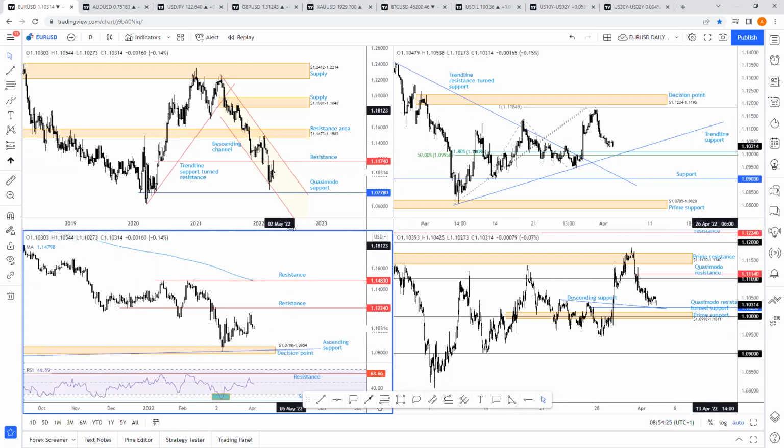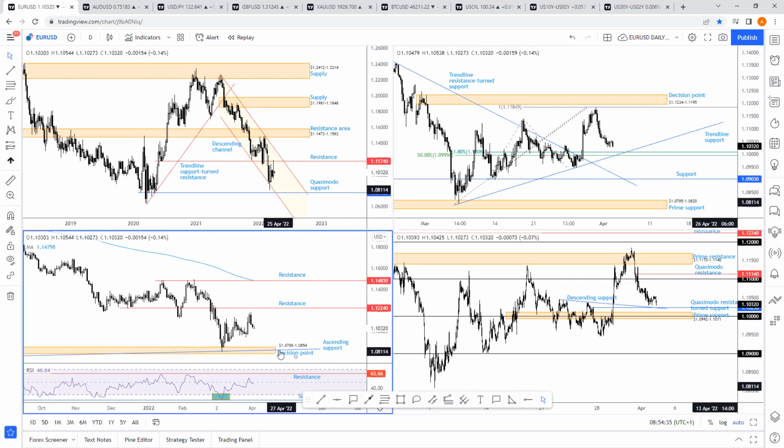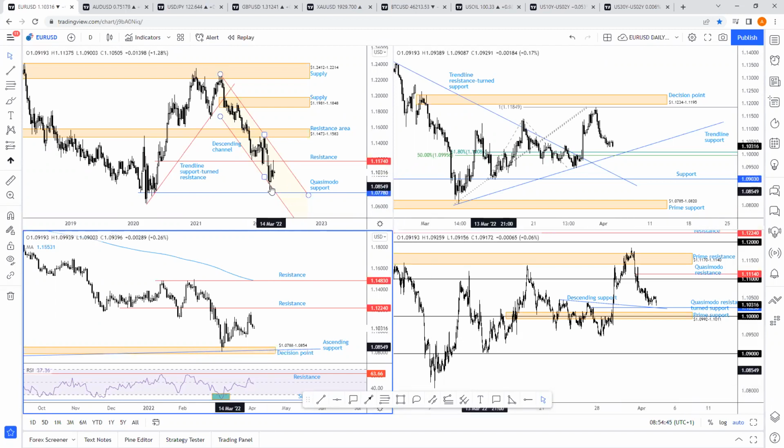Now, if we do continue lower on the weekly time frame, we have quasi-motor support at 1.0778 to target, alongside the weekly channel support, of course, as well as the daily decision point at 1.0788, 1.0854. Do note that this decision point also encloses these areas on the weekly time frame.